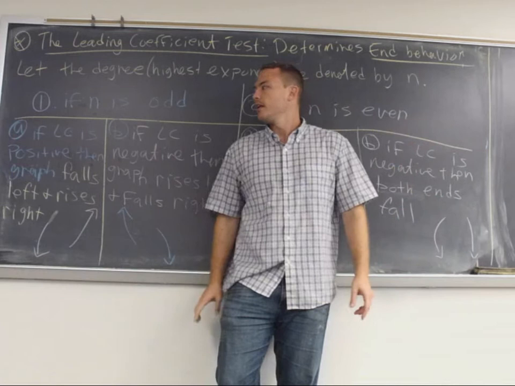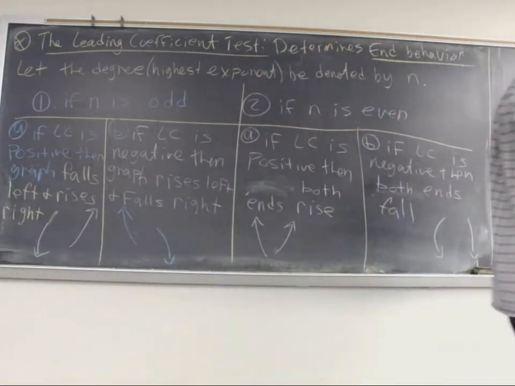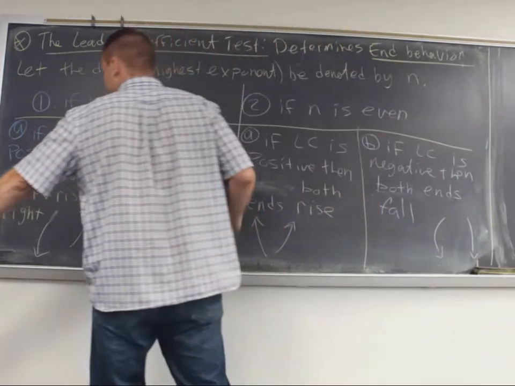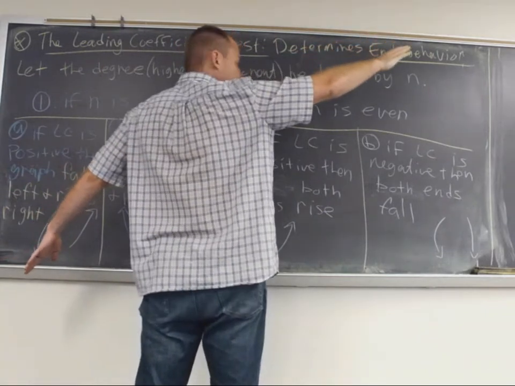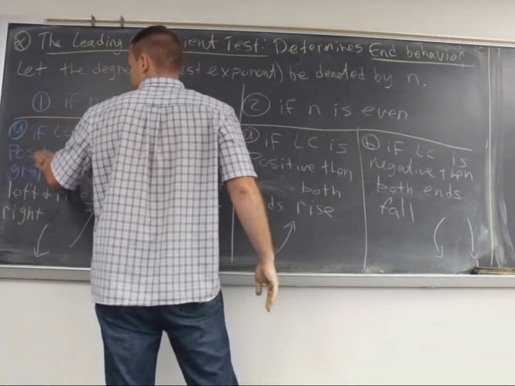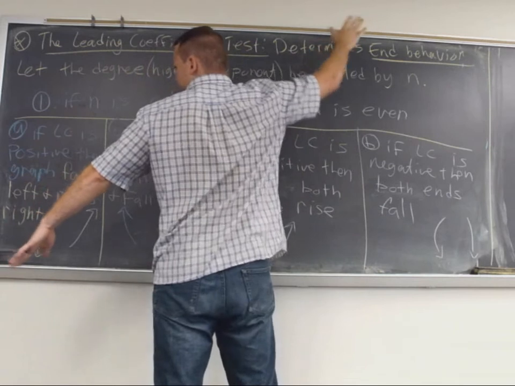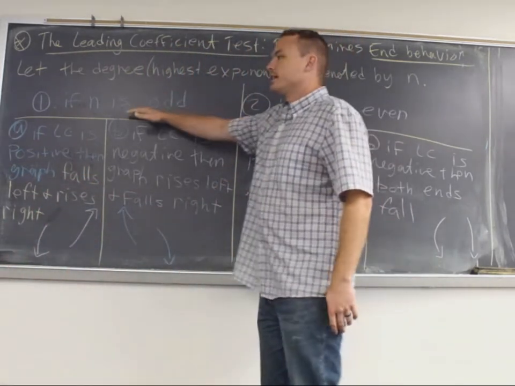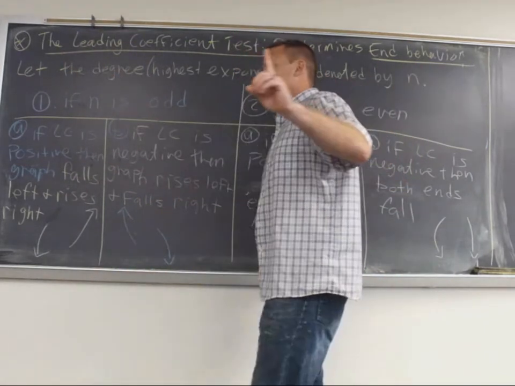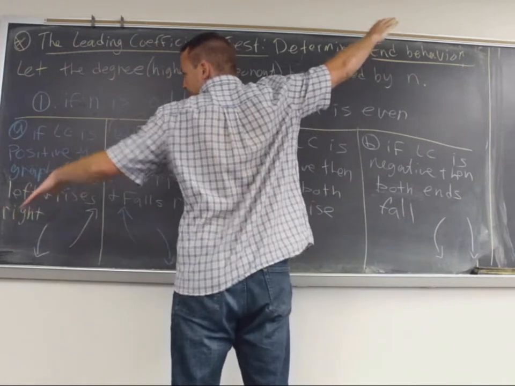So you're halfway there. Now, if the LC is positive, then that means it falls left and it rises right. So remember, we read graphs left to right. That means if it's positive, it looks like a positive function. So it goes down on the left and up on the right. So try to think of it like that. If n is odd, the ends do opposite. So they go different directions. If the LC is positive, then it looks like a positive increasing function, down on the left and up on the right.